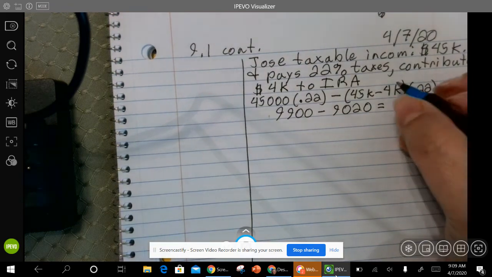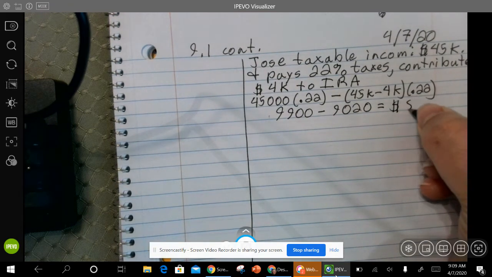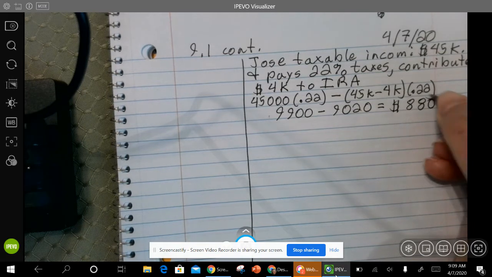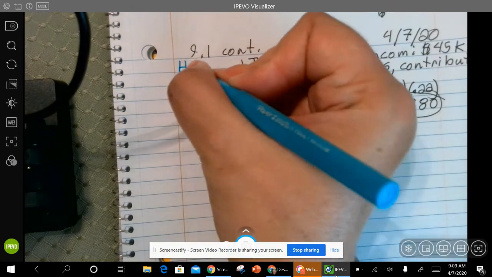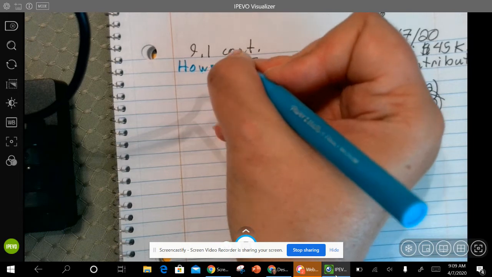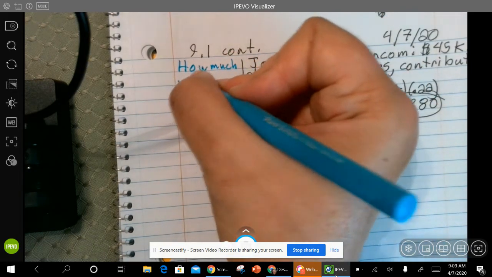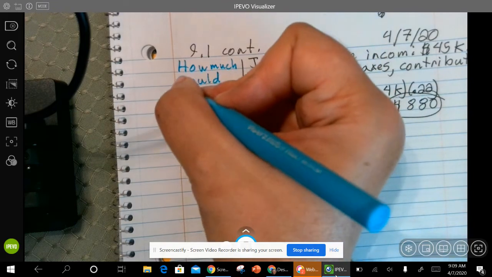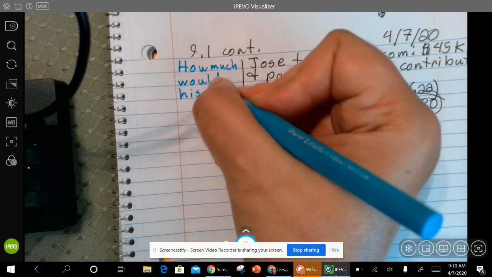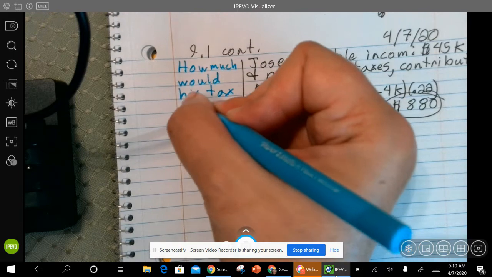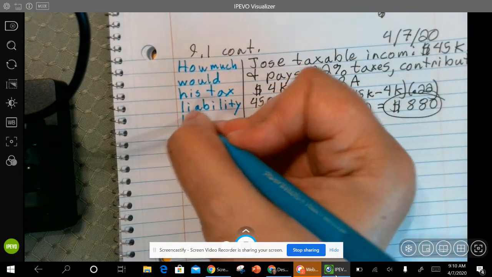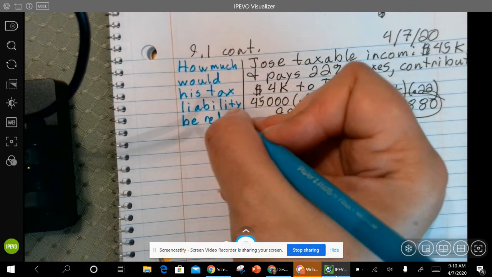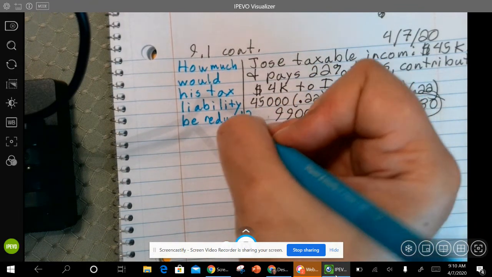And so that means that Jose would save $880 by doing an individual retirement account. So how much would Jose reduce his tax liability? Everybody remember, tax liability is how much you're responsible for paying. So that's how much he reduced his tax liability.